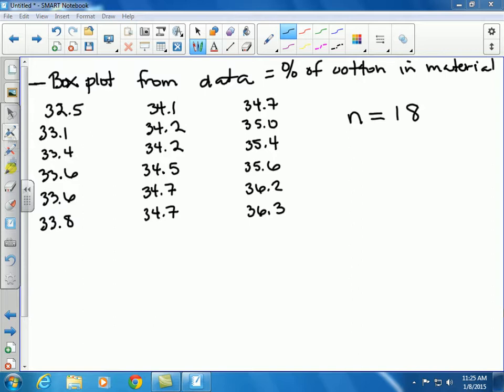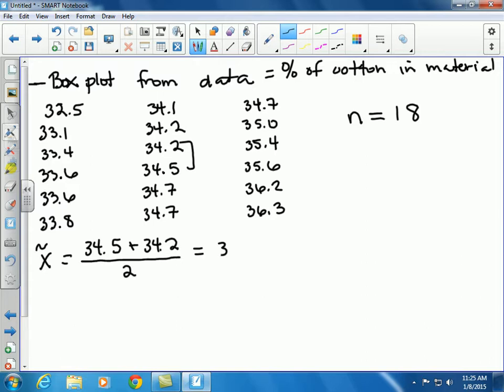So the first thing you need to do to construct the box plot is to find the median. Because n is an even number, the median will be the average of the two middle values. So the median is 34.5 plus 34.2. It doesn't matter the order in which you do that because it's addition. And I'm going to divide by 2, which gives me a median of 34.35. Okay, so that's one piece of information that we need to have, and 34.35 of course lies right in there. There's the median.